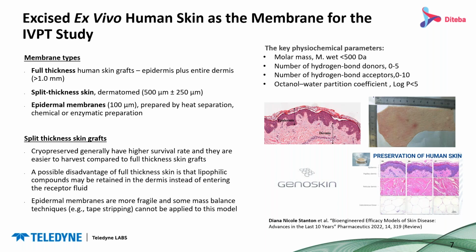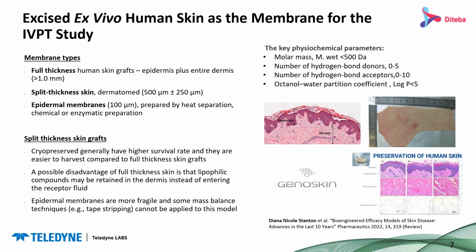IVPT membrane types, we have these. There are full thickness skin grafts, including the entire epidermis and entire dermis, which preserve most skin characteristics. And second, we have split thickness skin grafts, which include part of the dermis, categorized by thickness: thin, between 150 and 300 micron, intermediate, 300 to 500 micron, and thick, 500 to 800 micron. Easier to harvest and cryopreserve. Further, we have epidermal membranes, separated by heat or enzymatically.